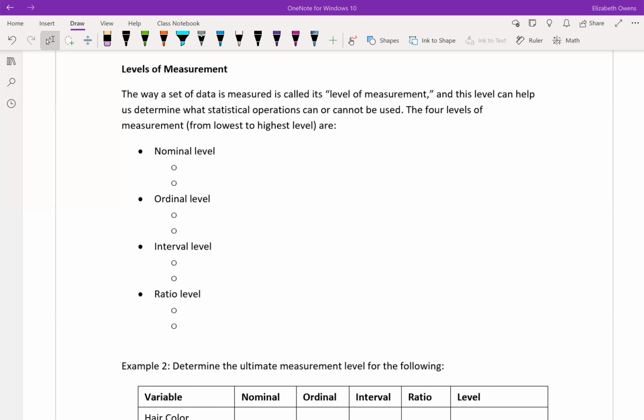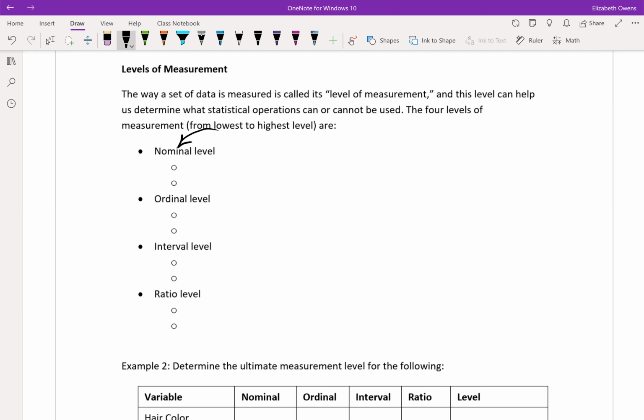This is section 1.2, and we're looking at levels of measurement. So, the way a set of data is measured is called its level of measurement. And this level can help us determine what statistical operations can or cannot be used. All right, so we have four main levels of measurement listed here, and they go from lowest to highest.